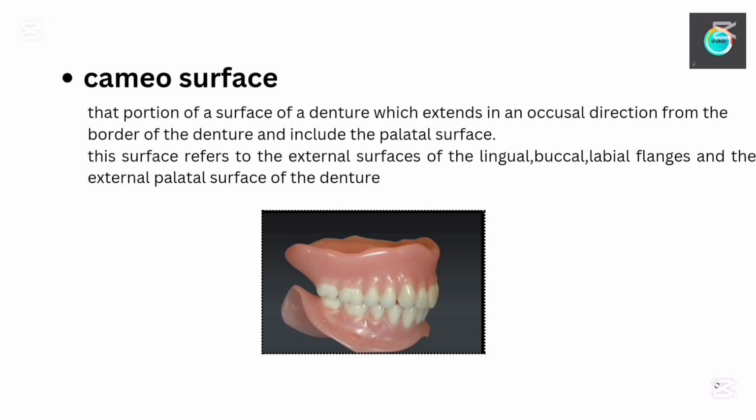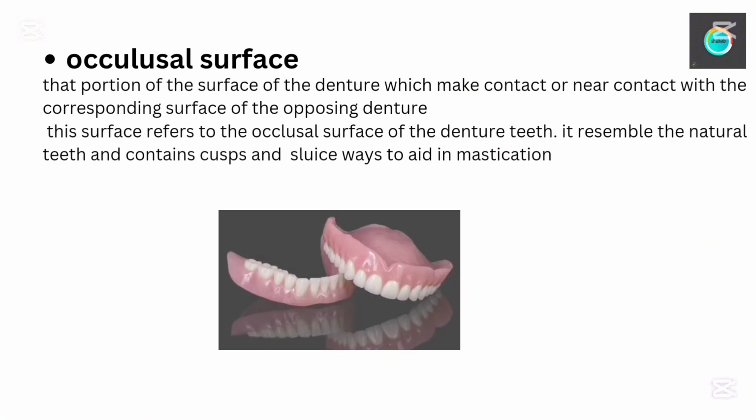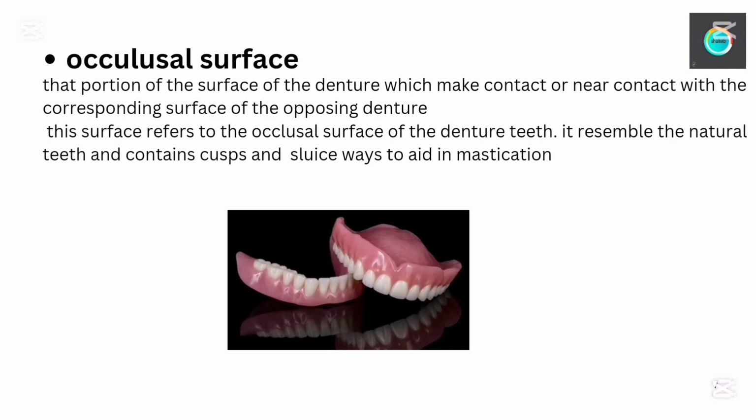Occlusal surface. This surface refers to the external surfaces of the lingual, buccal, and labial flanges and the external palatal surface of the denture, that portion of the surface of the denture which makes contact or near contact with the corresponding surface of the opposing denture. This surface refers to the occlusal surface of the denture teeth. It resembles the natural teeth and contains cusps and sluiceways to aid in mastication.